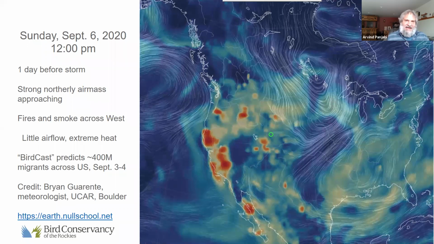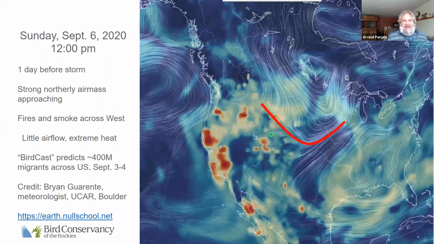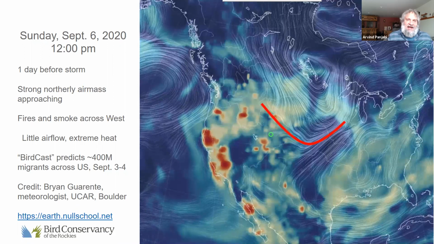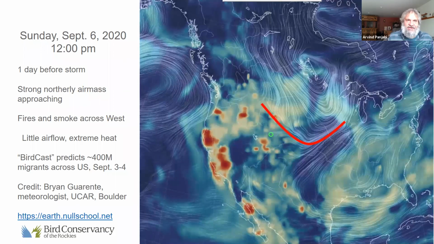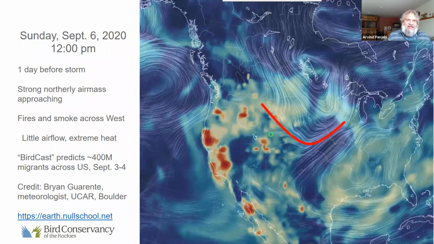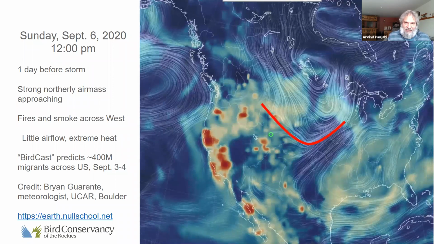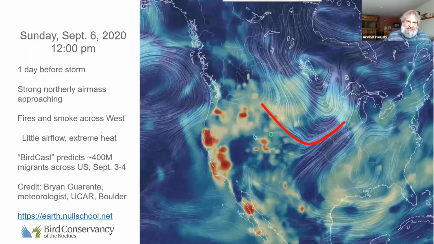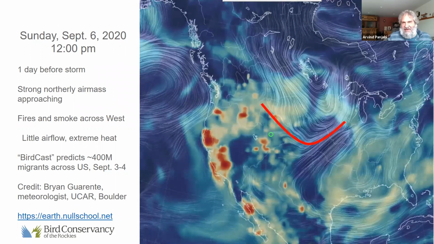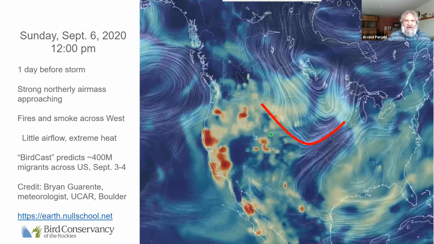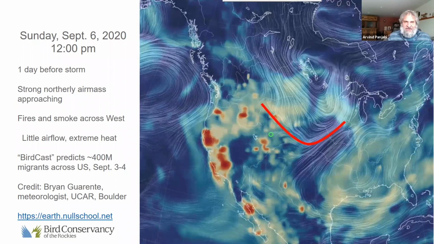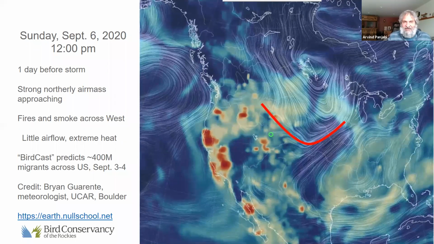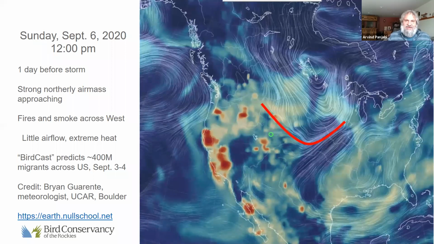And so this first slide here is one day before the storm, and you can see that red line there sort of represents where this northern air mass was reaching at the time. Again, this is a day before the storm. You can see that northerly air mass in the north there, and strong winds coming through the central plains, but hitting this area of warm, hot air over the Intermountain West and Southern Rockies, where there was smoke and extreme heat and generally little airflow over the whole western United States.